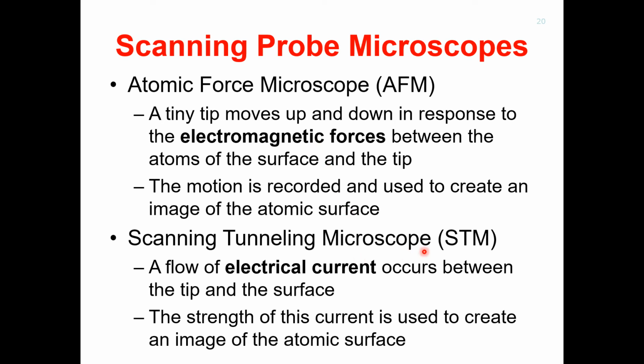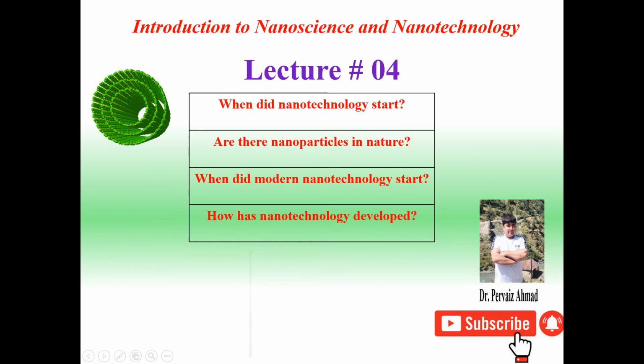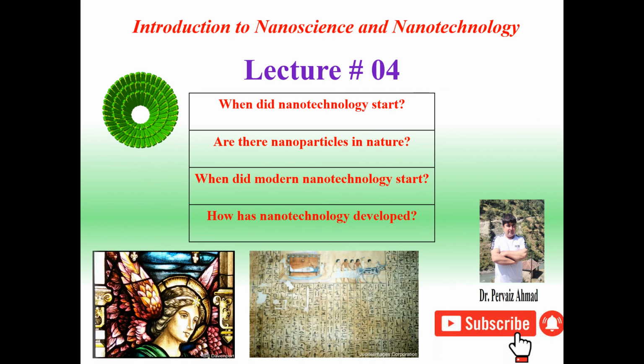Both atomic force microscopy and scanning tunneling microscopy are basically scanning probe microscopy, with the help of which we can not only see individual atoms, but can also move them from one place to another. So these are the short introductions of scanning probe microscopy.